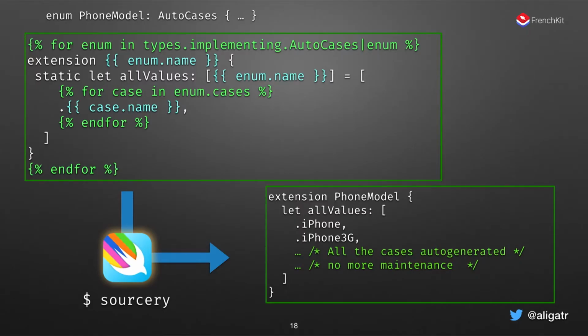In practice, you might be wondering what a template looks like, because Sourcery is all about templates, and if you have to write your own template, it can be a bit scary. But actually, that's not very complicated. You can see there, you have a for loop that loops over all your enums, and for each enum, it asks Sourcery to write an extension, then the name of the enum.